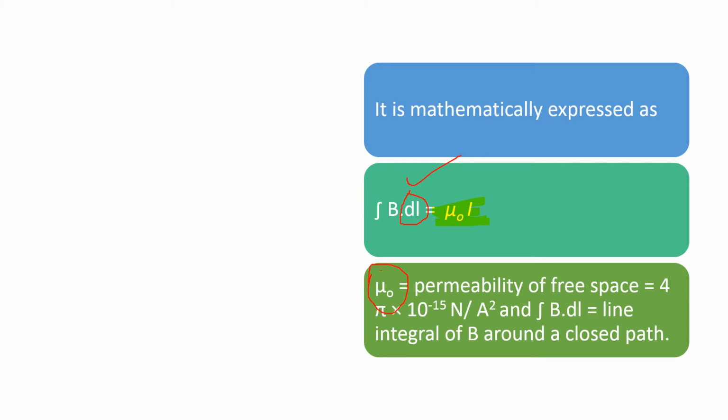In the case of magnetic field, we use the term permeability. In the case of electric field, we use permittivity. This is the permeability of free space. The value of this free space permeability is 4 pi into 10 to the power minus 7 Newton per ampere square. B dot dl is basically the line integral of B in a closed path.